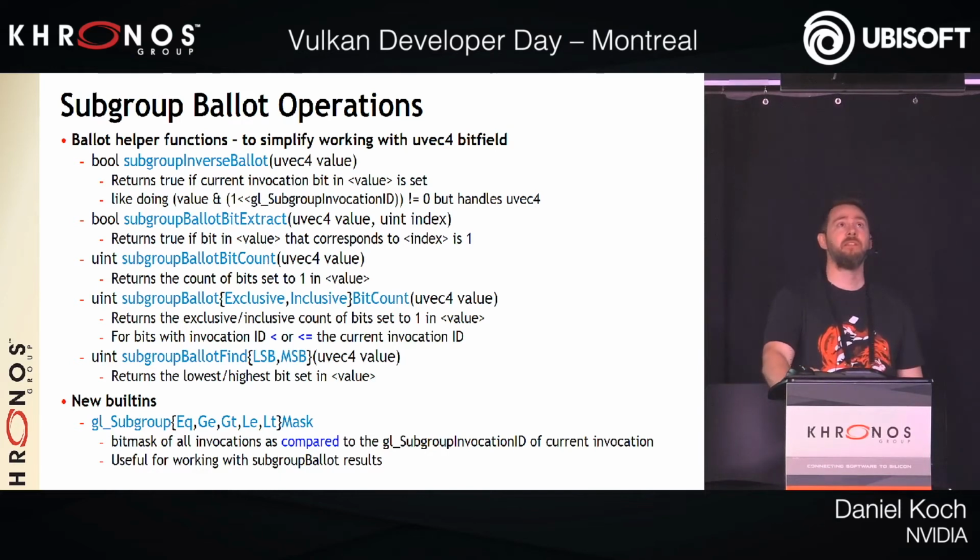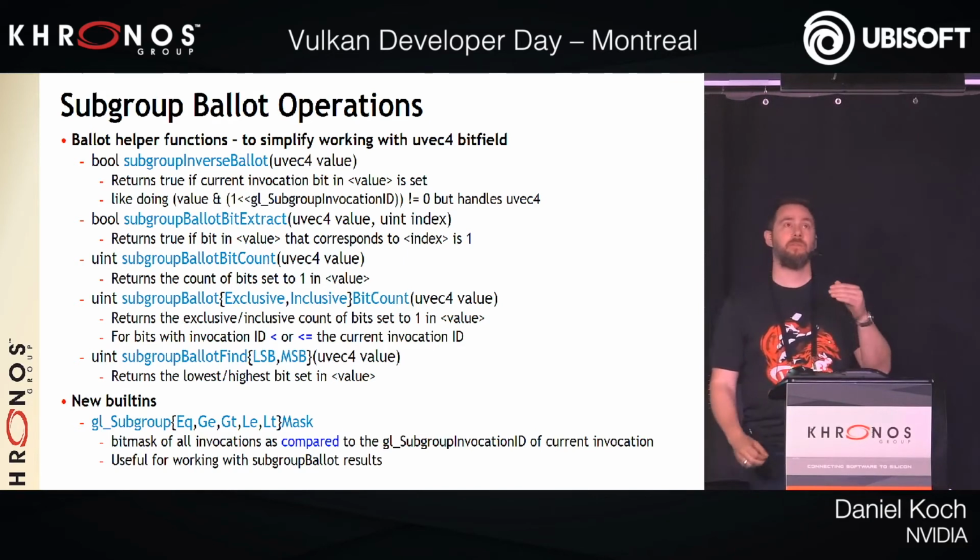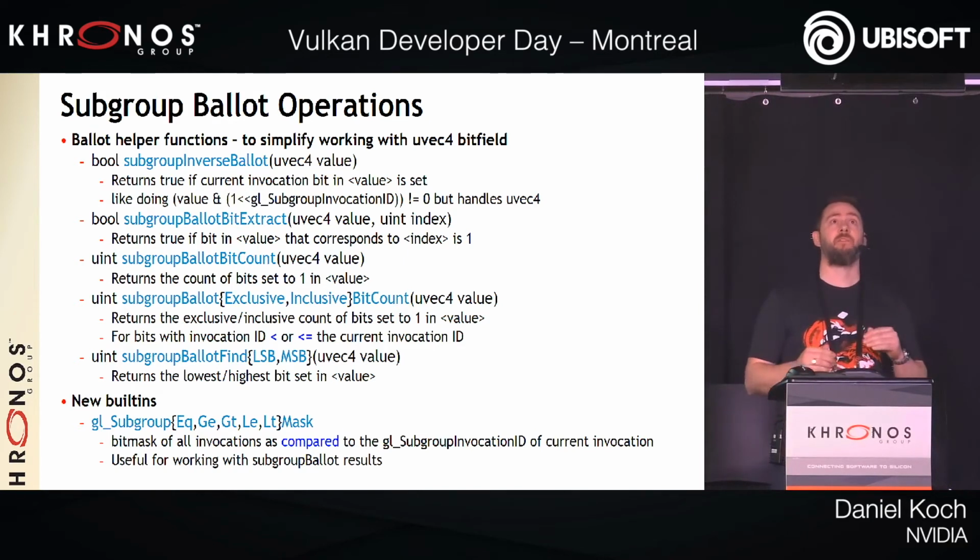There's also built-ins. So gl_SubgroupEqMask, for example, gives you a mask of all the other invocations in the subgroup compared to your own thread, so you can see all the ones that are less than me. The EQ one is obviously just yourself. Greater than, so you can break it down depending on your workload, based on the ballot results.